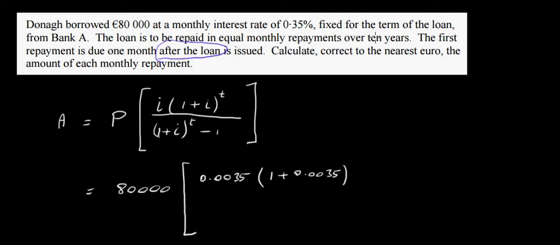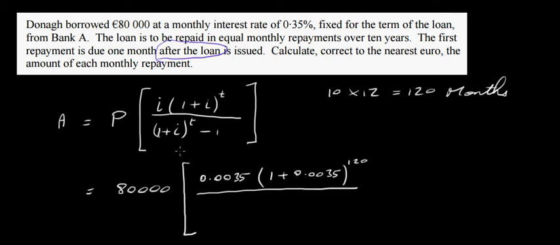Now remember, this is over 10 years, but we're looking at a monthly interest rate here. That's the rate we're using here. So we've got to do 10 times 12, which is 120 months. So it's to the power of 120. This is all over 1 plus i again, so it's 1 plus 0.0035 again, to the power of 120, and then from all of that we subtract 1.